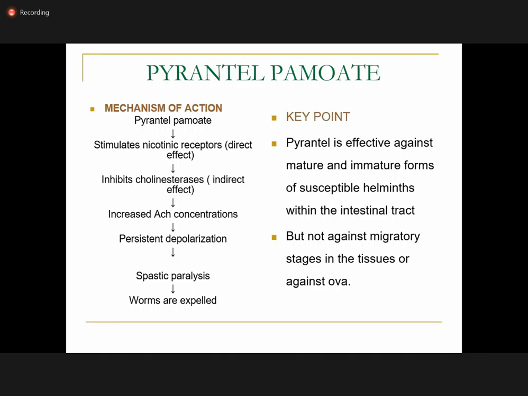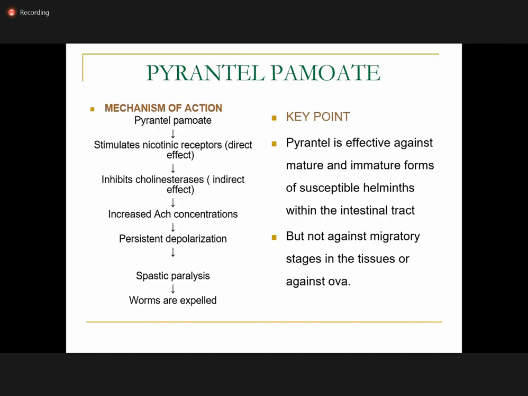cysticercosis, which is caused by the larva of the pork tapeworm. Again, albendazole is the drug of first choice. What is the drug of first choice in the treatment of filariasis, which can also cause elephantiasis, which is caused by Wuchereria bancrofti? Diethylcarbamazine. So these points you must remember.